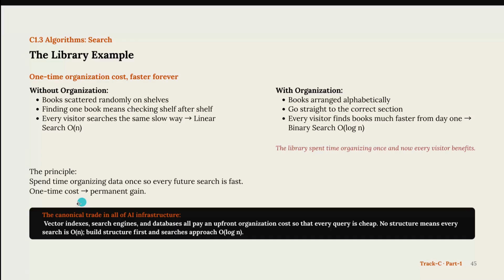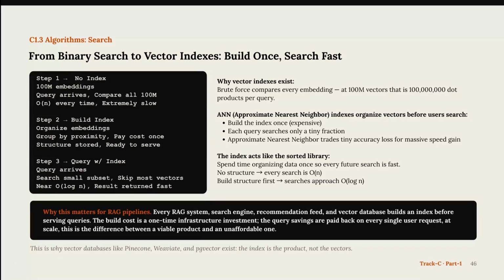Taking this from binary search to vector indexes. In vector indexes, we are indexing the data. For example, imagine there is no indexing and you have 100 million embeddings. A query will arrive and compare against all 100 million records, O of n every time. This will be extremely slow.